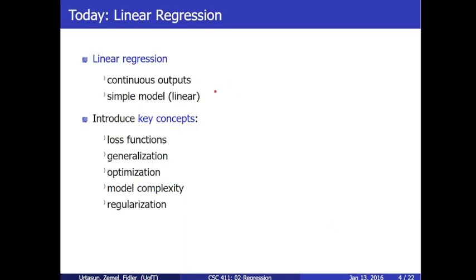Today we'll be looking at linear regression. It's a form of regression. If you're familiar with algebra, a linear function is a function in which the x and y plot points are in a straight line. It's the same concept here. So linear regression with continuous outputs is a simple linear model. We're going to use this topic to introduce some key concepts, including loss functions, generalization, optimization, model complexity, and regularization.